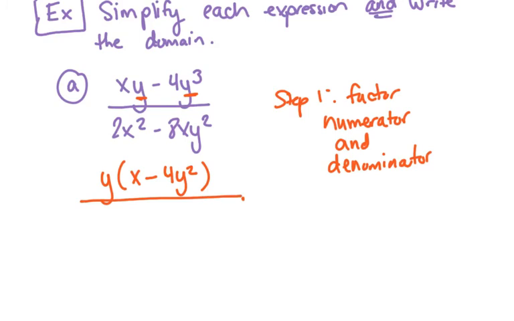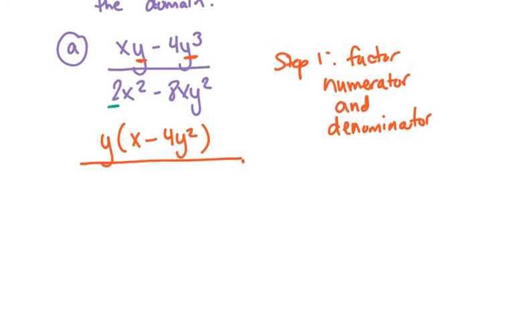Now for the bottom, so it looks like they have a 2 in common and an x. So 2x is going to go in the front. I pulled out the 2, I pulled out 1x, so that means I have 1x left over. And then for my second term, I pulled out a 2, so you're dividing by 2, so minus 4 left. I pulled out the x, so that's gone, and I have a y squared left.